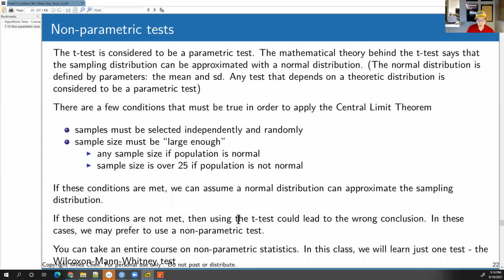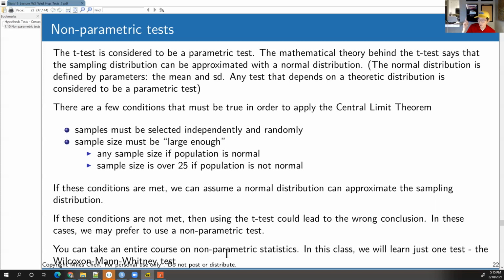And so to avoid that, in a situation where these conditions aren't met, we might prefer to use a non-parametric test. Like a lot of the topics we cover in our course, you could really dive deep into these things, and you can take an entire course on non-parametric statistics. As far as this class goes, on this slide I wrote, we'll learn just one test, but that's actually not true. We'll learn a total of 3 non-parametric tests.